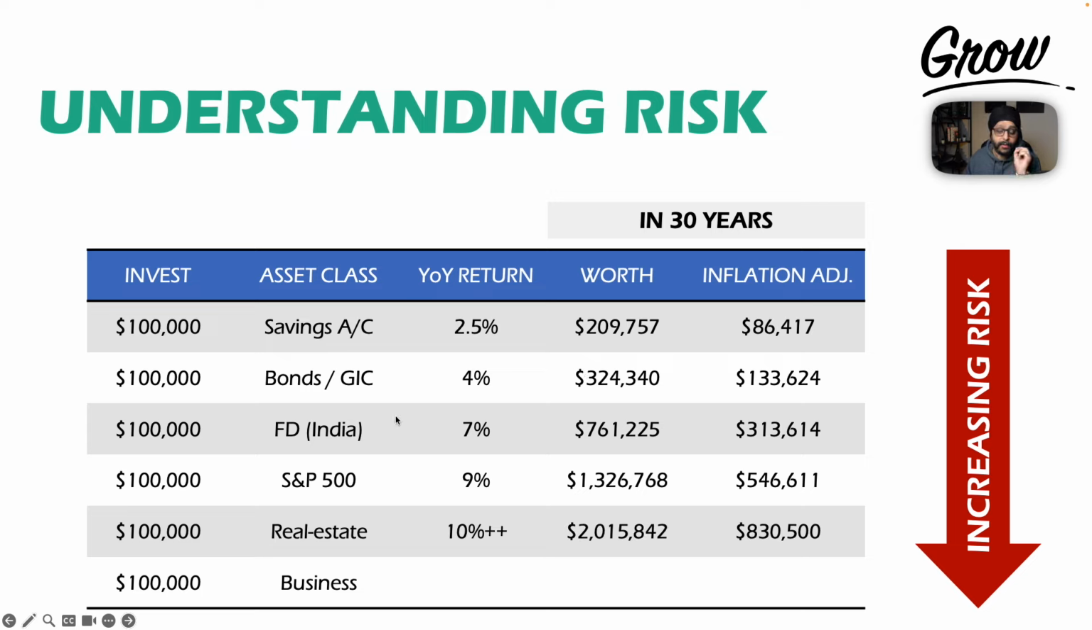And finally, we get to real estate, where you have about 10% plus return, and honestly, the returns can be anywhere between 10 to 40% depending on the class of real estate that you buy and how much work you are putting into the real estate, and that will be worth $2 million, and I'll explain that with numbers in a minute. But let's talk about the last one, which is business, where you invest $100,000 in your business and the return is infinite.